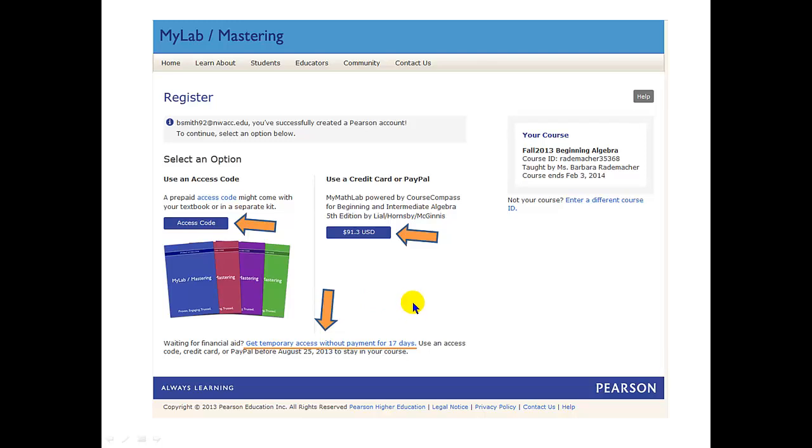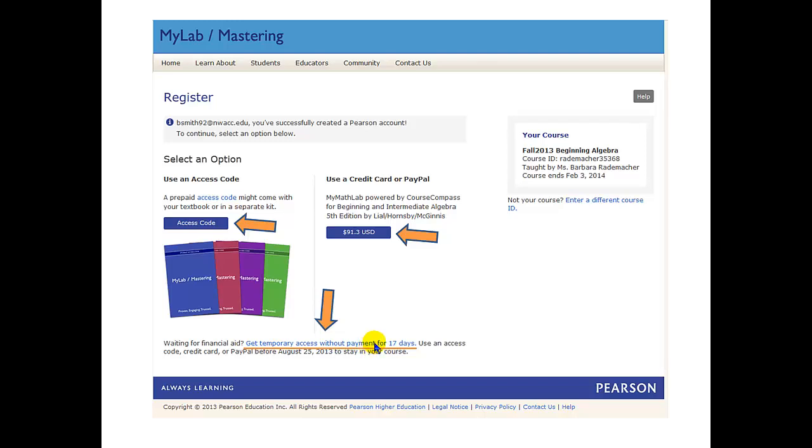Now, she had to make a decision, and that's very hard for dogs. She doesn't have a credit card, so she couldn't pay with her credit card and just go ahead and pay the $91.30. USD means US dollars, United States dollars. If she had bought a bundled edition, or if she had bought a code in the NWAC bookstore, for instance, she would have clicked access code because she'd have an access code to put in. What Blazy chose to do, though, was to go here, get a temporary access without payment for 17 days. Now, you have to keep an eye on that, because if the 17 days runs out and you have not paid for the account, everything you've done will be lost.